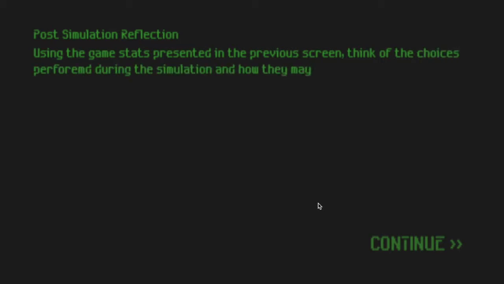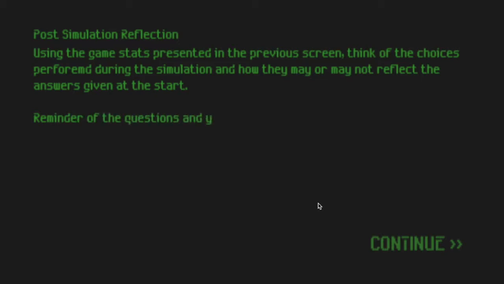Using the game stats presented in the previous screen, think of the choices you performed during the simulation and how they may or may not... Yeah. Again, I understand what they're trying to do here, but it doesn't really gel with the rest of the narrative, does it? No, this doesn't fit with the story, and the questions. I think it doesn't actually tell you very much because the context is so radically different. They're also a bit on the nose, particularly the should people take bribes? Yes. And then sort of forcing you to take the bribes.